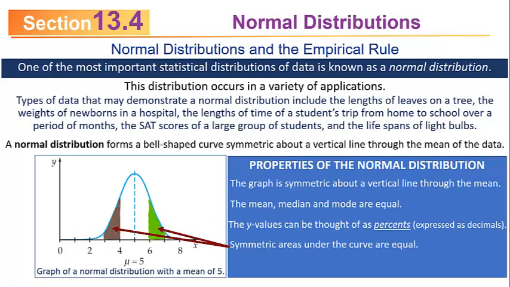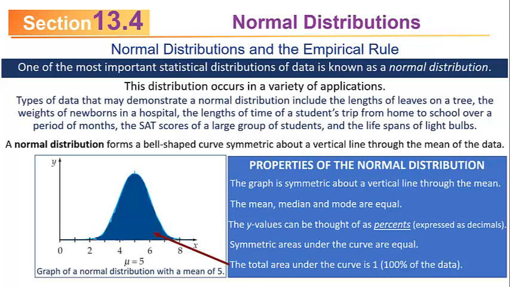So if you've got an area, say from 3 to 4 as pictured here, it's going to have a corresponding area on the other side that will have exactly the same area, and you measure it the same distance away from the mean. And the total area under the curve is 1, which represents 100% of the data.